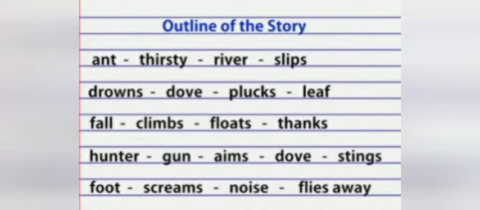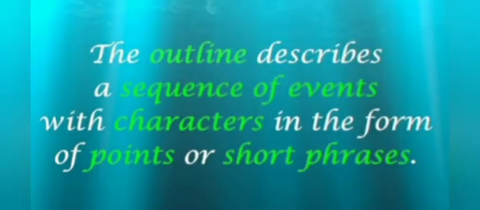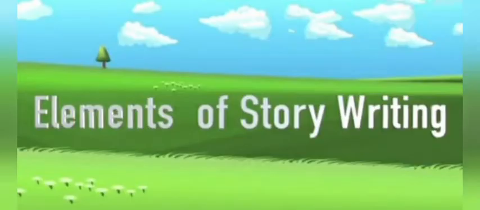is the story about. Clear? Students, the outline describes a sequence of events with characters in the form of points or short phrases. It means an outline always tells us about the characters of the story and the sequence of the events in the form of points or short phrases. Clear? Students, let me explain to you the elements of story writing.